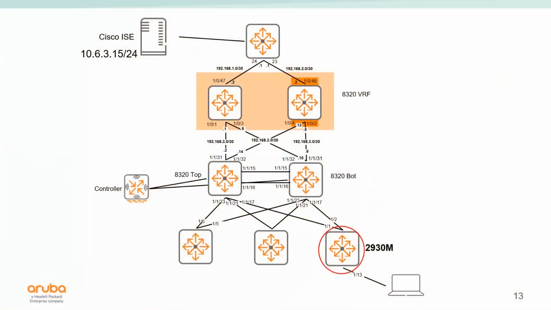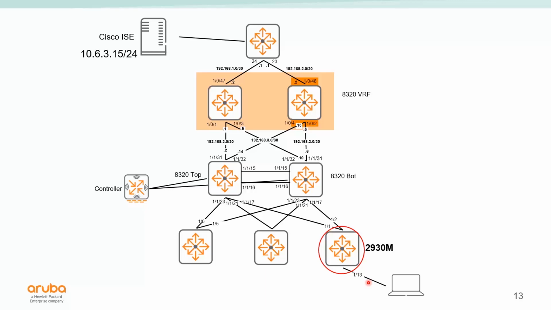Before I get into how to actually configure everything, I wanted to show you what my topology looks like. In the top left-hand side, I have my Cisco ISE server, 10.6.3.15/24. And on the bottom right-hand side, we have my 2930M that has a client connected on interface 1/13, and that's going to be our client that we're going to use to test and make sure everything's up and working and good to go.